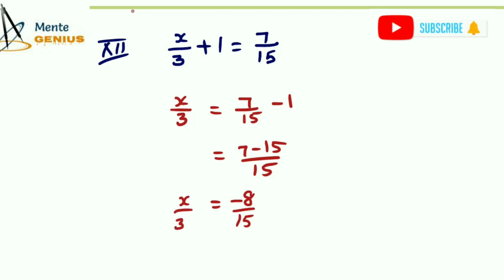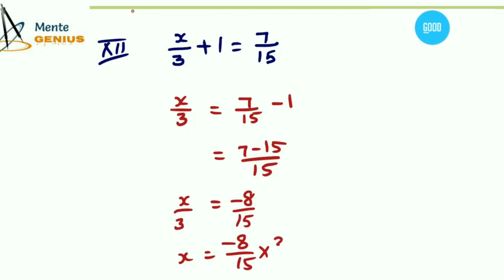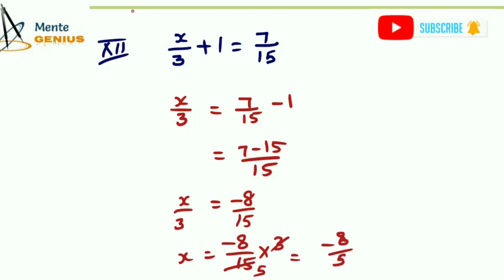That is x by 3. So this is division here. 3 ones are 3, 3 fives are 15. So minus 8 by 5 will be your final answer.